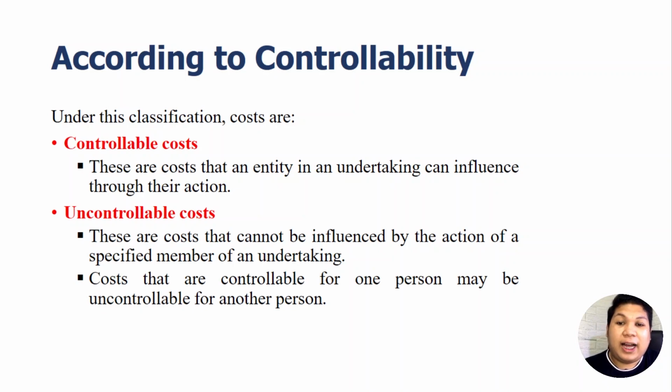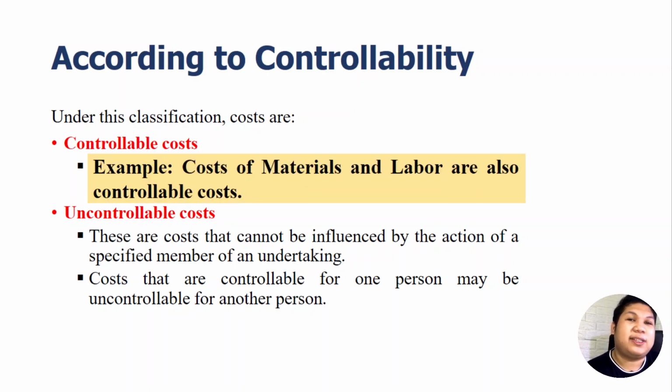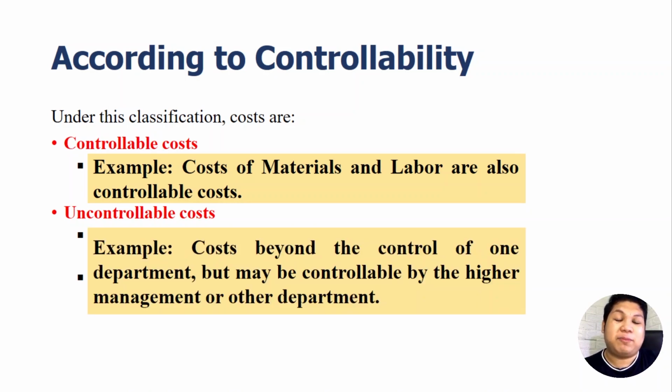So again, controllability of costs is actually based on a perspective of who is responsible for that cost. Okay? So costs that are controllable for one person may be uncontrollable for another person. Examples of controllable costs are cost of materials and labor. So those are costs controllable on the part of a production manager. The more he produces, the more that he will incur these costs, and vice versa. And examples of uncontrollable costs are the costs beyond the control of one department but may be controllable by higher management or another department. Okay, so those are the types of costs, the classification of costs.